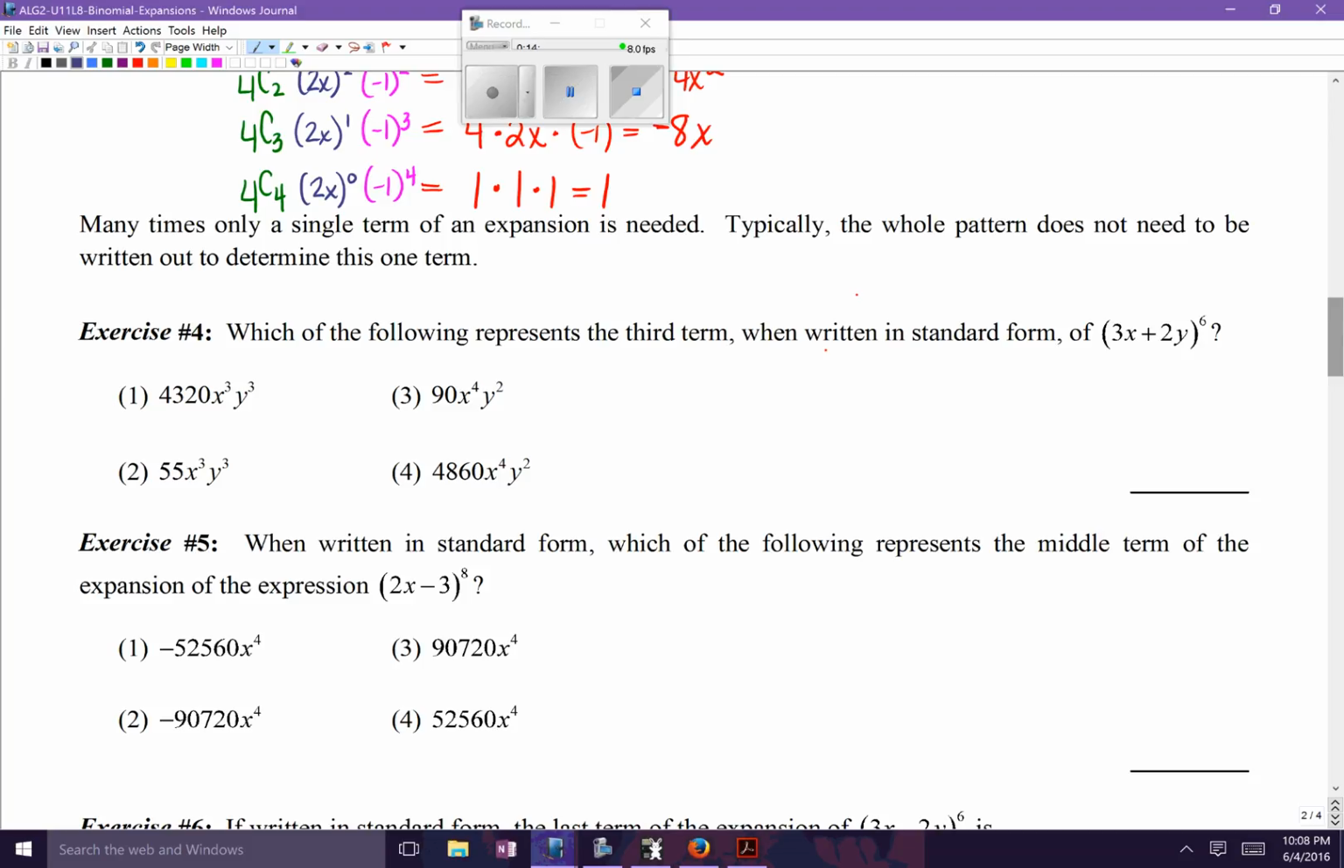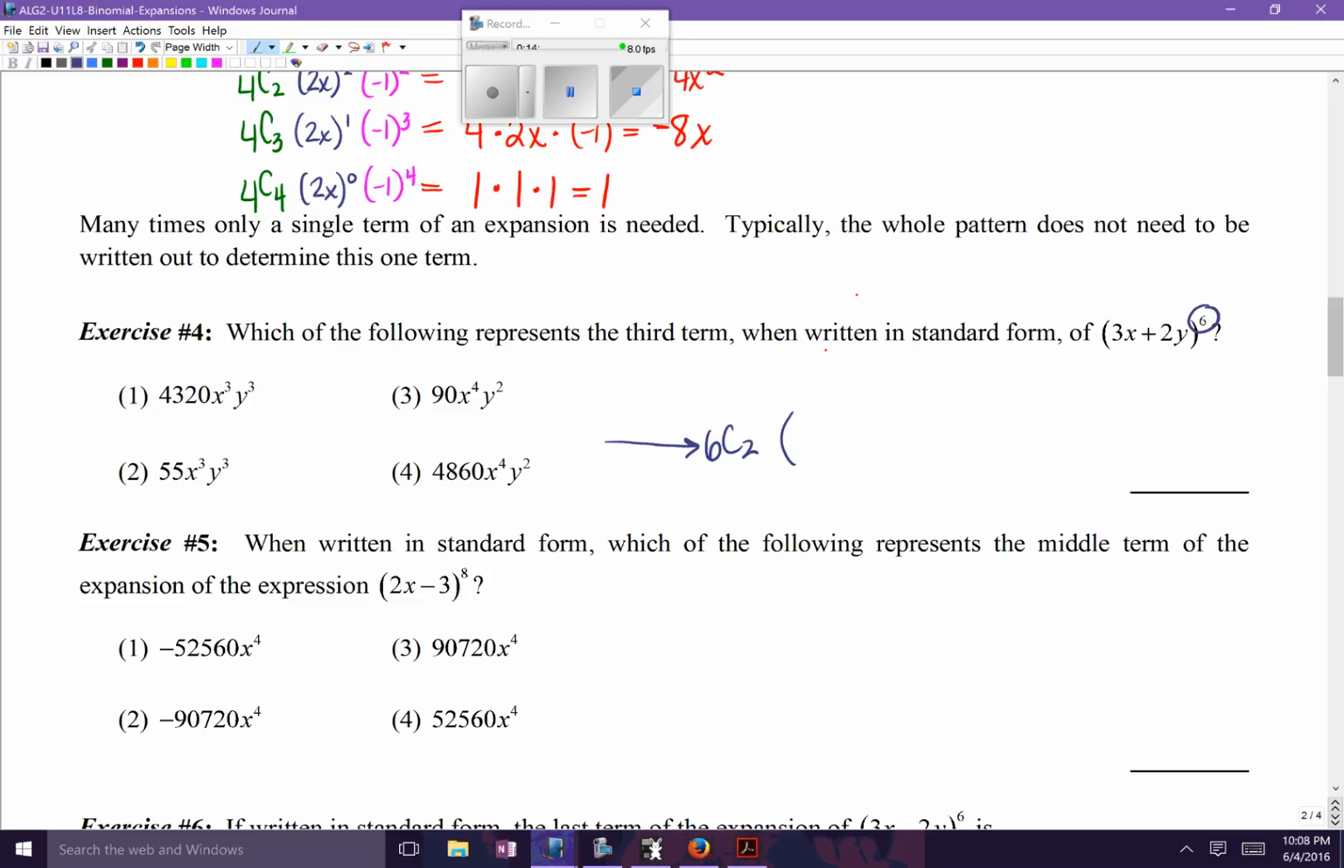So let's see, which of the following represents the third term when written in standard form of (3x + 2y) raised to the 6th? So I'm going to do this the same way, and I'm going to start out by saying, okay, here's my exponent. So I have 6 choose 0, 6 choose 1, 6 choose 2, 6 choose 3. But wait a minute. I don't need to keep going because they asked for the third term. So this would be the first term, the second term. So this is what I'm going to concentrate on. So really, I don't need the rest.